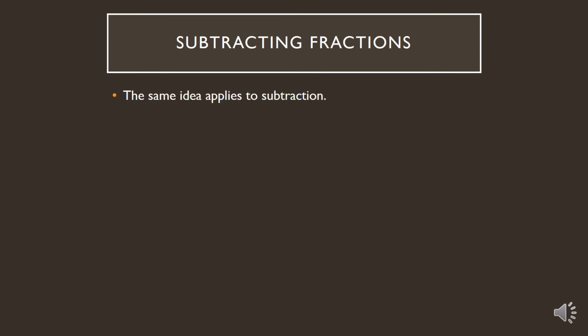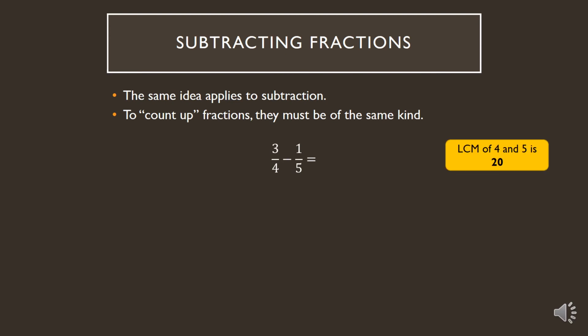So the same idea applies to subtraction. To count up fractions, they must be of the same kind. Here we've got 3/4 minus 1/5. So we must change them to the same kind. So we're looking at 4 and 5 as our numbers, and the lowest common multiple of those two numbers is 20. So we'll change those fractions into 20ths. So our whole sum becomes this.